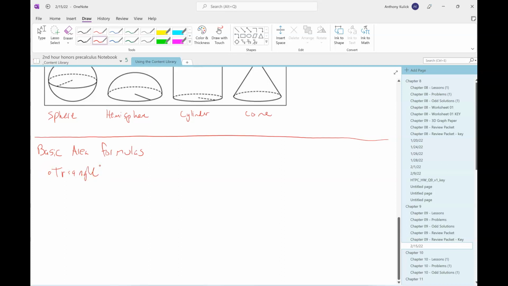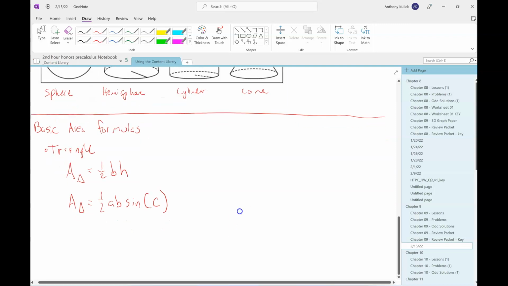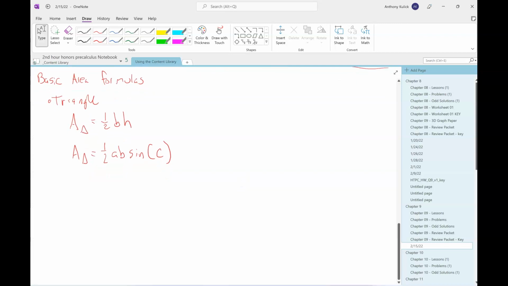Okay, time to review some basic area formulas. The area for a triangle is one half base times height, or one half ab sine C. Right, we did that right at the beginning of the semester, correct? Okay.